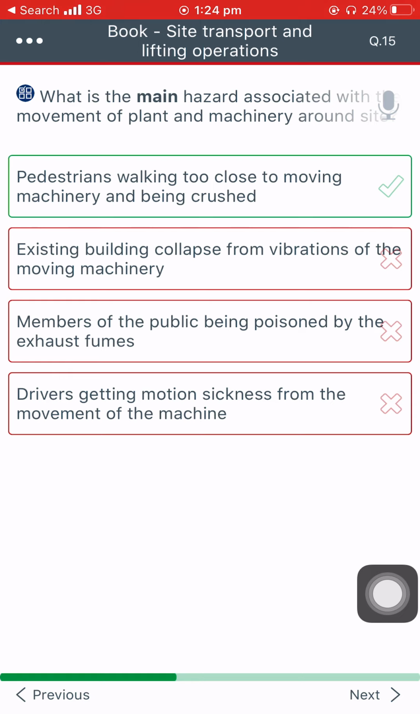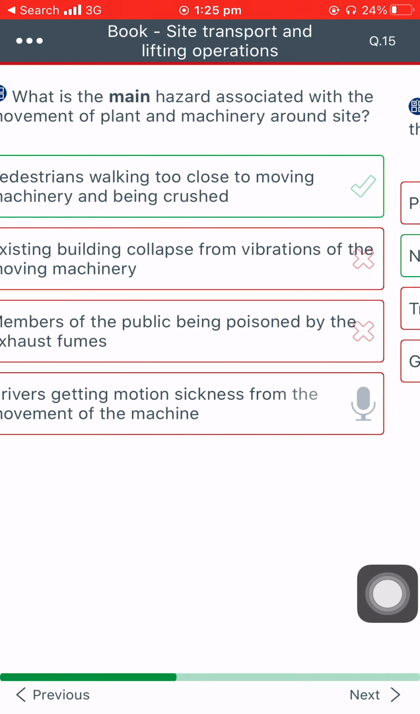What is the main hazard associated with the movement of plant and machinery around site? Pedestrians walking too close to moving machinery and being crushed. Existing building collapse from vibrations of the moving machinery. Members of the public being poisoned by the exhaust fumes. Drivers getting motion sickness from the movement of the machine.